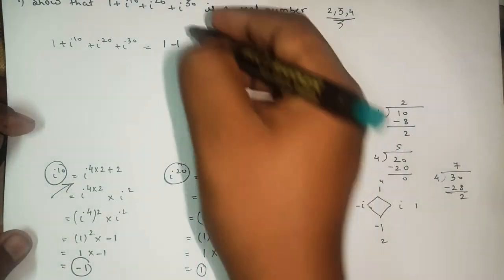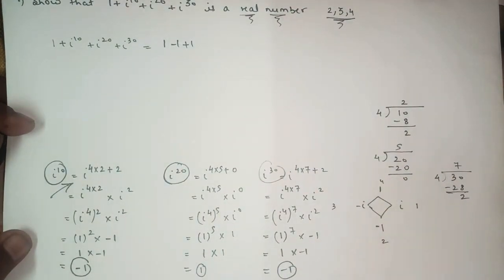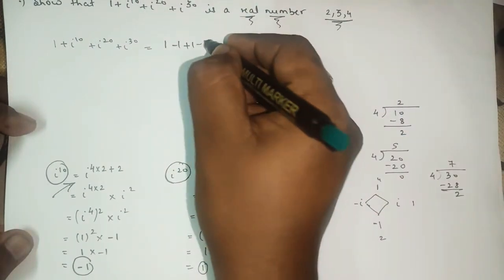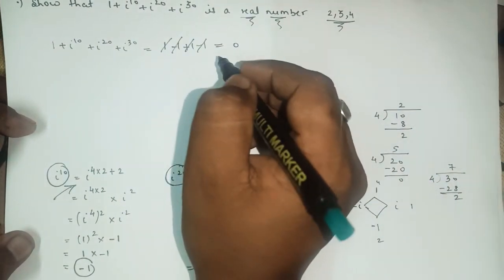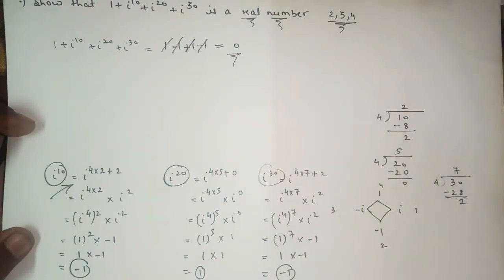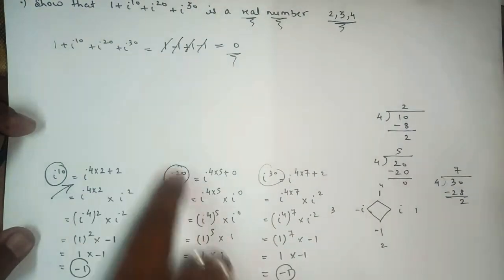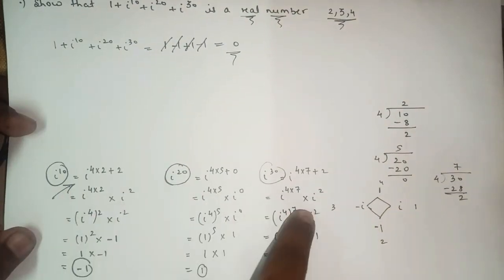i raised to 20 is 1. i raised to 30, here we got minus 1. Again same, plus 1 minus 1 will get cancelled. So here we got the answer as 0. So for this sum also the answer is 0. So simply first you will find the answer separately, take the question, substitute the value, you will get the answer.